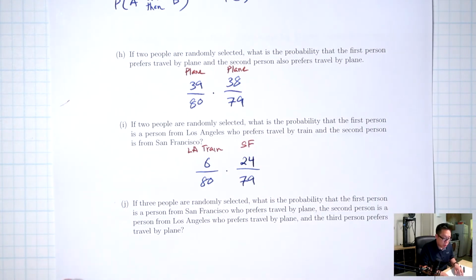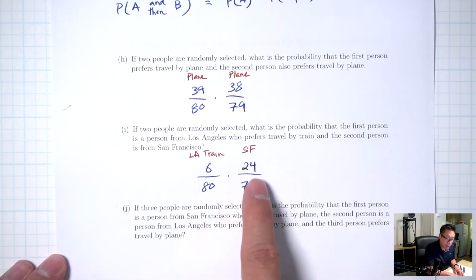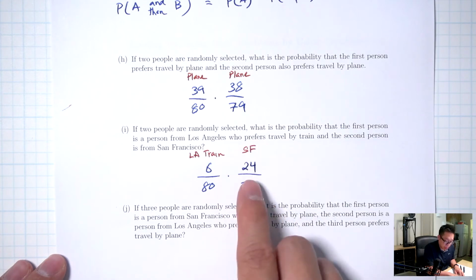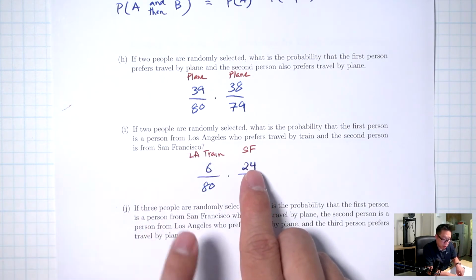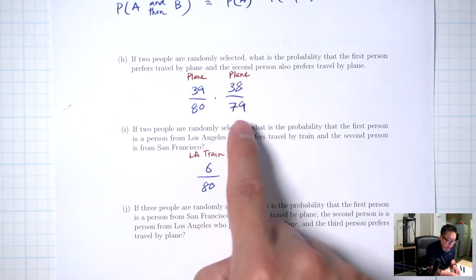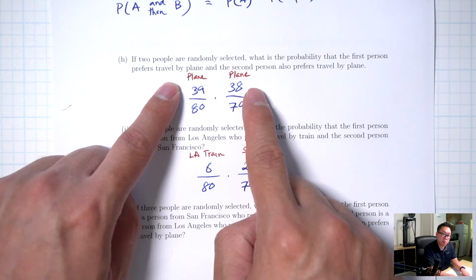Make sure you understand why in part H I had to reduce, and in part I I did not have to reduce. In part I, the second slot was San Francisco, and if we look at the first slot, we didn't use any San Francisco people. In part H, the second slot is plane. If we look back, we did use plane already, so I had to reduce by 1.